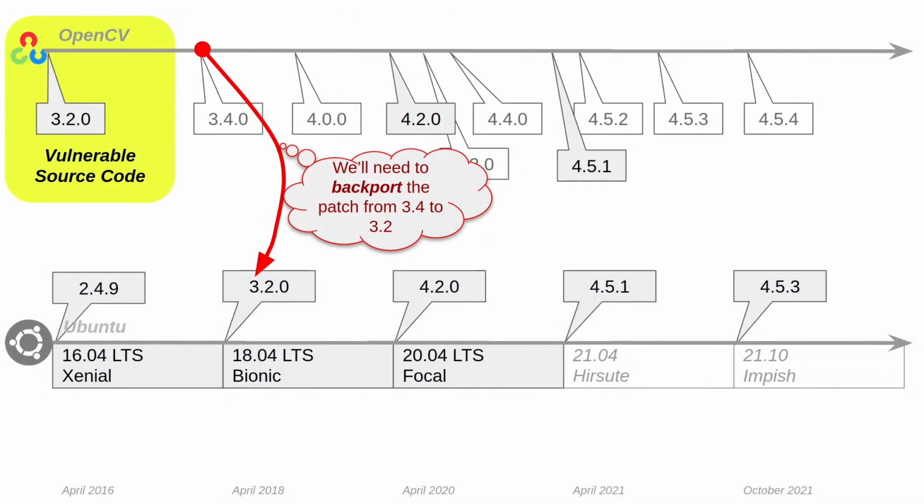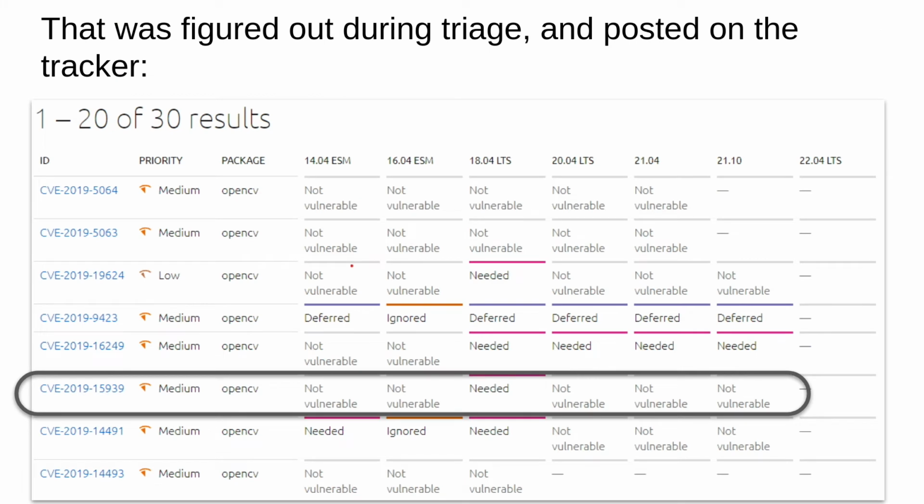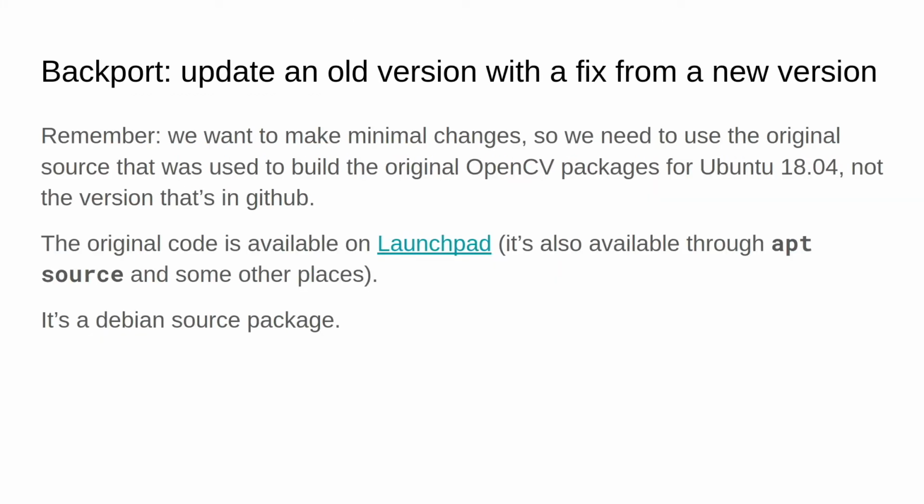Again, looking at it a little bit graphically, we see the same thing here. We're going to take some code changes that were here in 3.4.0 and bring them back to version 3.2. That's in Bionic, Ubuntu Bionic 18.04. In order to do this, I stress again, minimal changes, minimal impact to the end user. We want to use the original code that was published, and being open source, that's all available to you. So if you want to start working on patching stuff, you can do that.